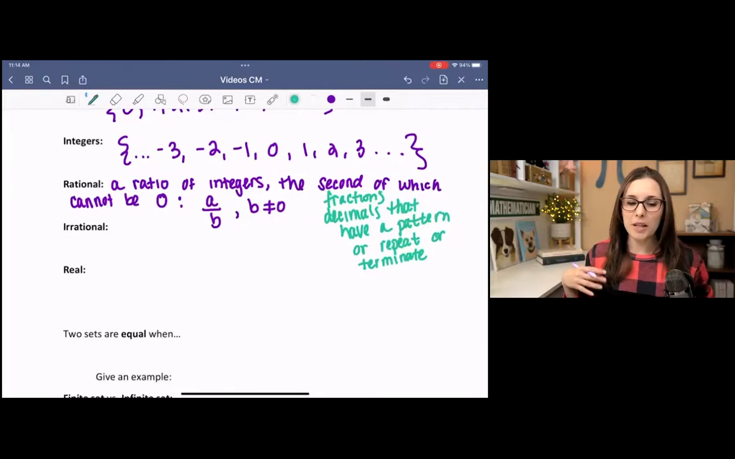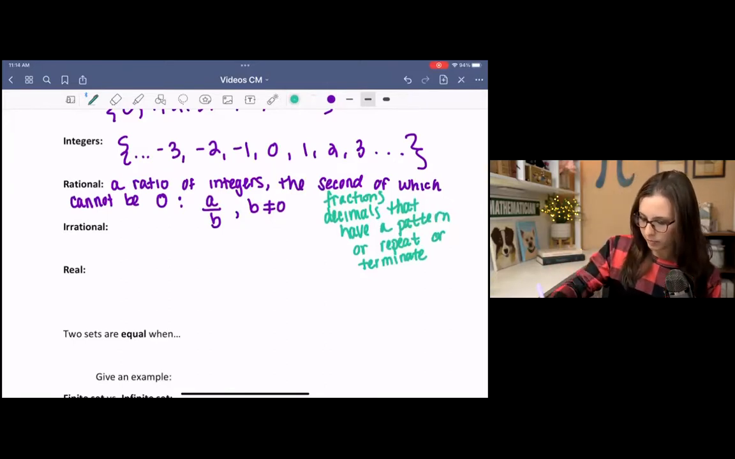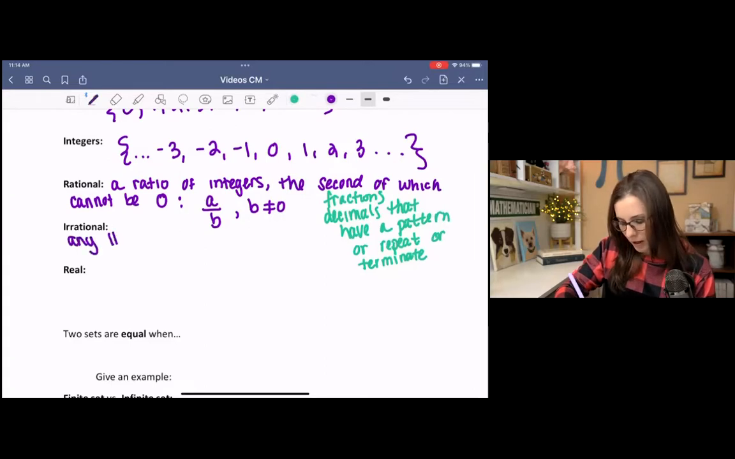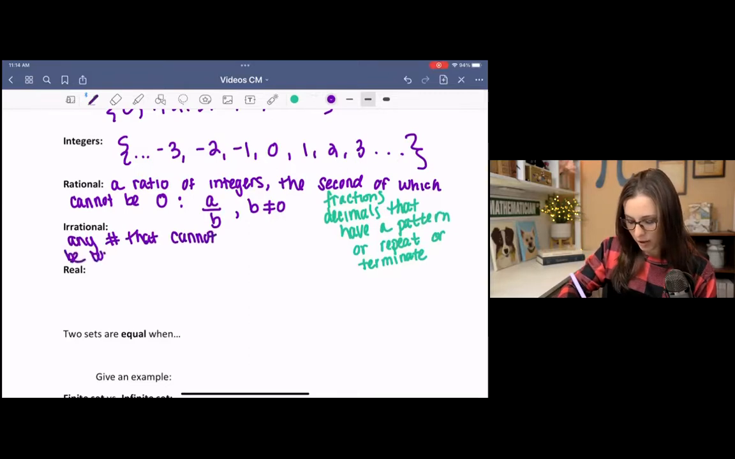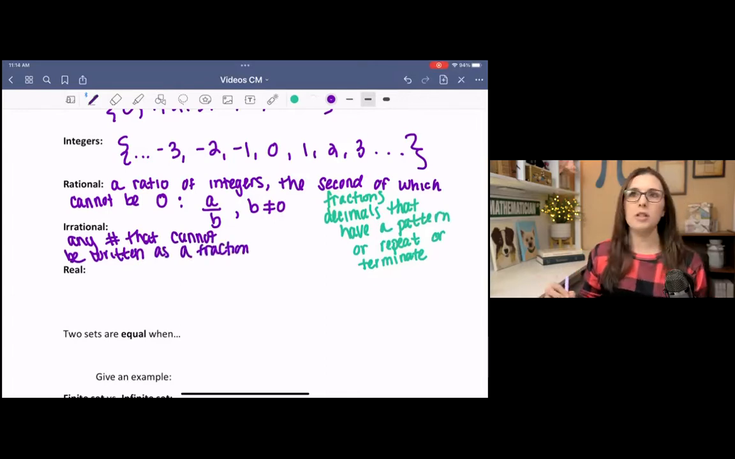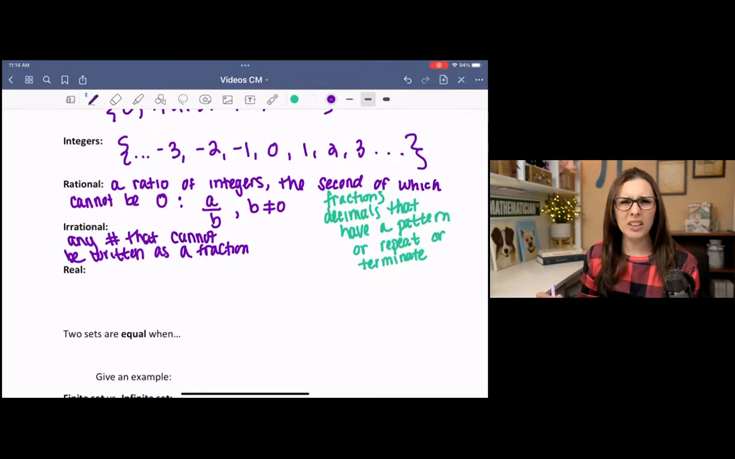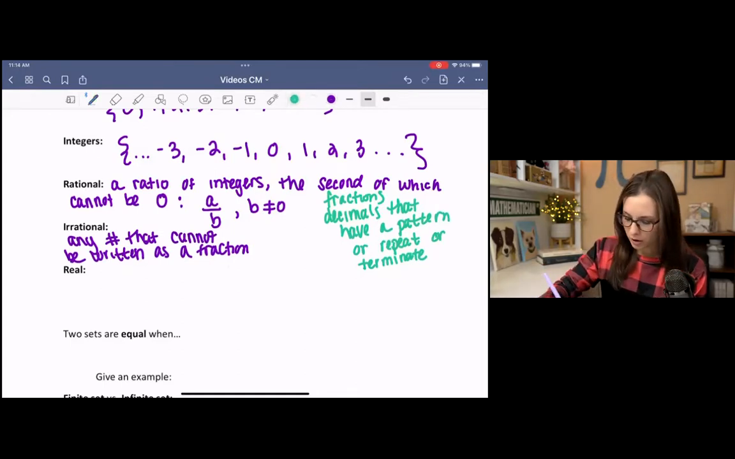I don't know. Irrational is any number that cannot be written as a fraction. These are going to be your really yucky decimals. That's not a math term. That's a me term. Yucky decimals. So decimals that have no pattern, decimals with no pattern or no termination. No, it doesn't terminate.